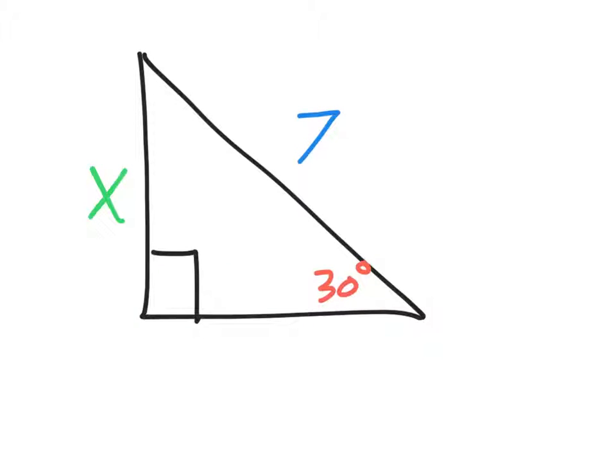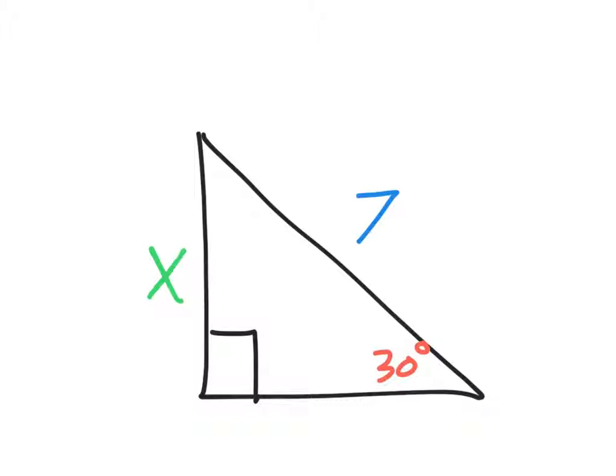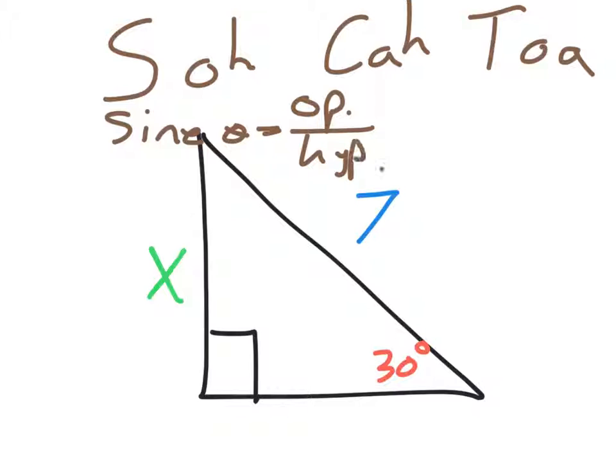If you ever have a right triangle, to solve for anything in it, you should be thinking about SOHCAHTOA, the sine, cosine, and tangent ratios. Okay, this nonsense word SOHCAHTOA translates like this. The sine of some angle equals the opposite side divided by the hypotenuse side.